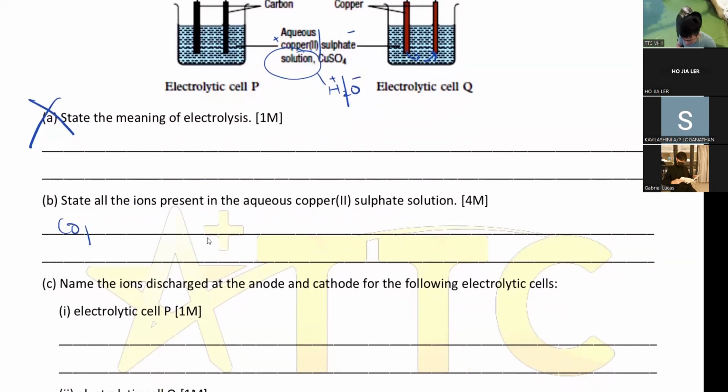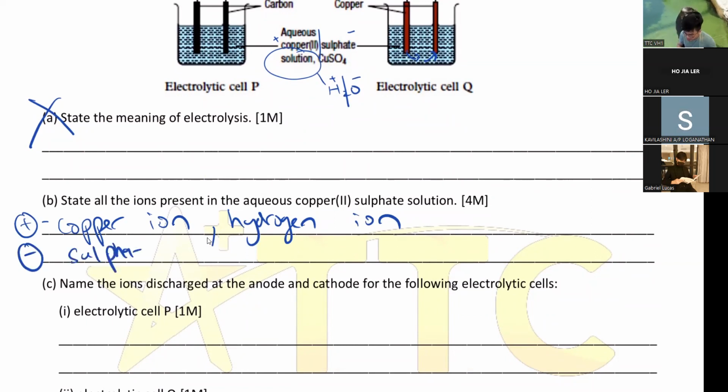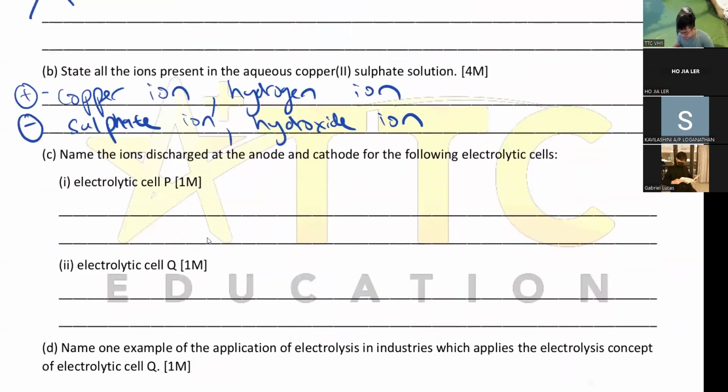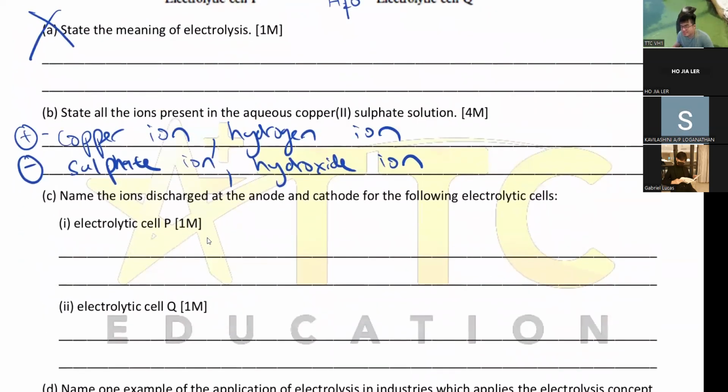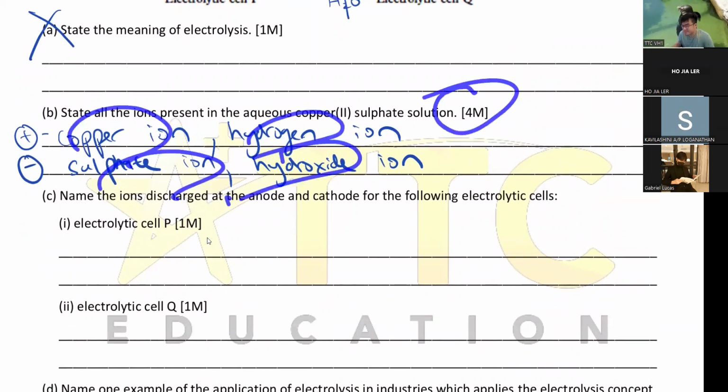So we have copper ion. Okay, this is the first guy. And we have hydrogen ion. Yes, good. That's the second guy. And then the girls, we have sulfate ion. And we have hydroxide ion. Okay, sulfate ion and hydroxide ion. Cool? You guys cool? Yes, cool. So 2 girls, 2 guys here. 4 marks. Okay, 4 marks.